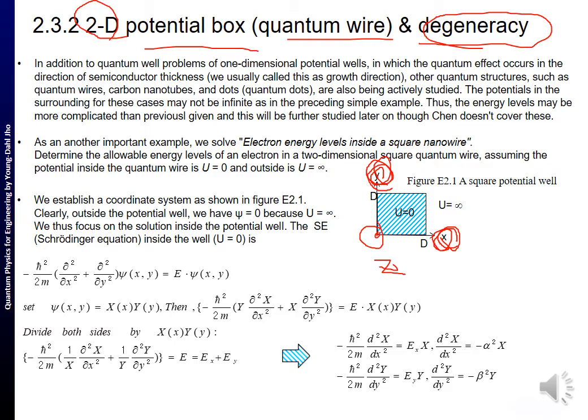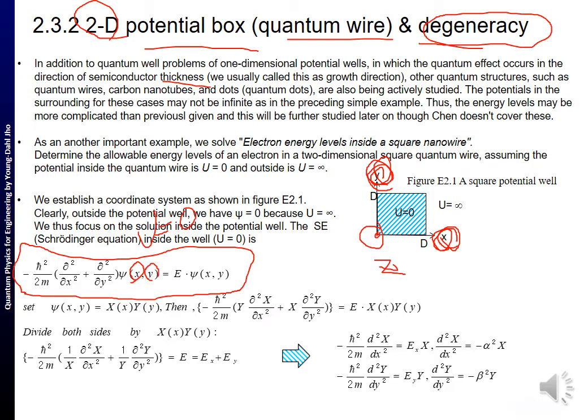Then, in addition to quantum well problems of one-dimensional potential wells, in which quantum effect occurs in the direction of semiconductor thickness, previously we solved the equation along the x-axis. Now we consider the x-axis and y-axis together. Then the equation is extended this way, when the potential U is 0. And this one is rather complicated because now we have two independent variables, x and y.